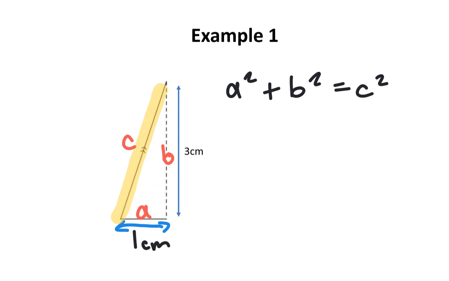I'm going to replace some of these variables with my known values. Instead of a, I'm going to write the number 1. Instead of b, I'm going to write the number 3. And since I do not know what c is, that's going to stay the same.